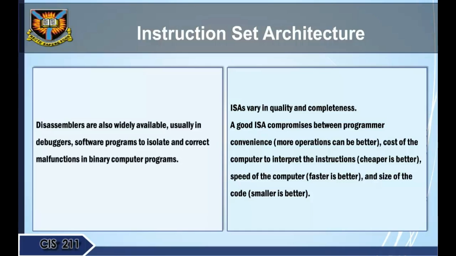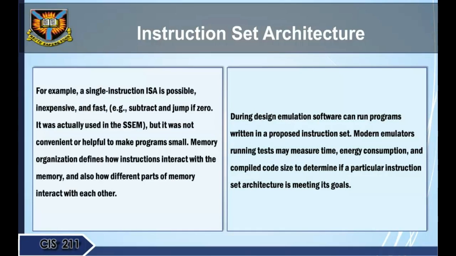A good ISA compromises between programmer convenience (more operations can be better), cost of the computer to interpret the instructions (cheaper is better), speed of the computer (faster is better), and size of the code (smaller is better). For example, a single instruction ISA is possible, inexpensive and fast, e.g. subtract and jump if 0. It was actually used in the SSEM, but it was not convenient or helpful to make programs small.